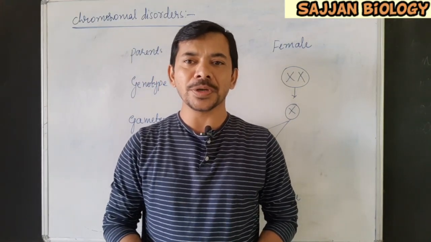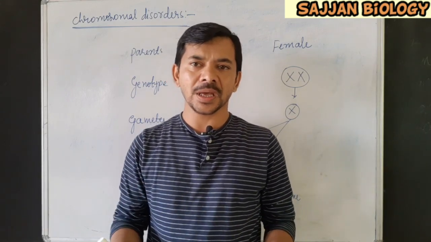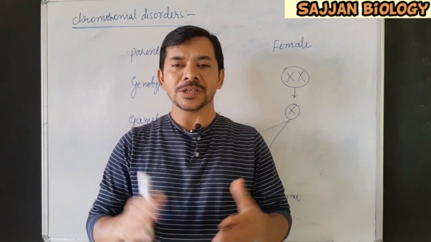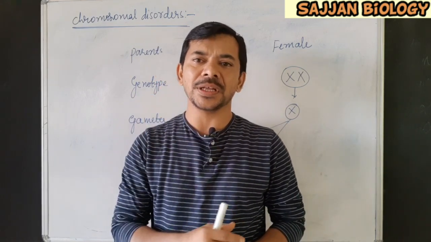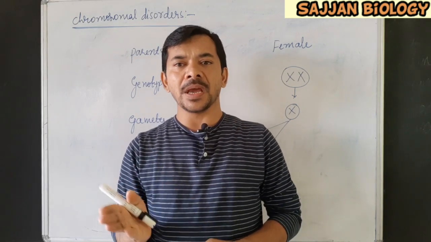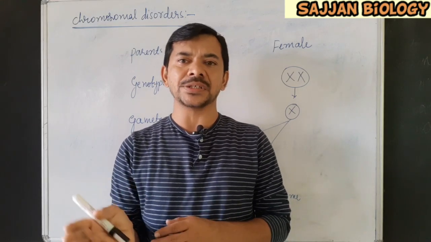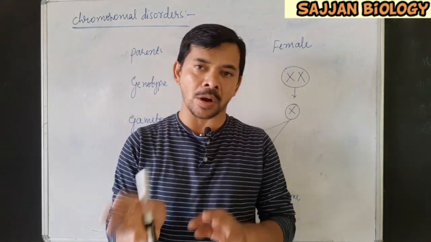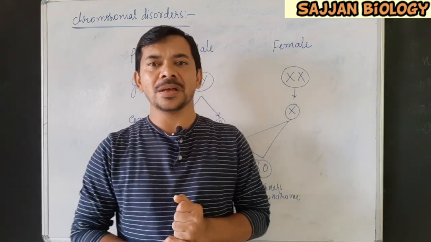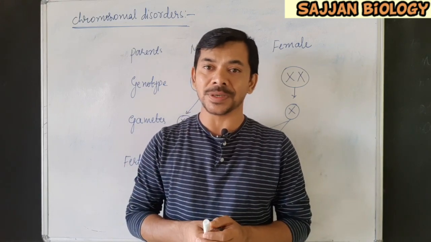In today's session we are going to discuss the chromosomal disorders. Why do chromosomal disorders occur? In simple terms, any addition or deletion of an extra chromosome in the allosome or autosome causes chromosomal disorders. By taking one example, we are discussing how it actually causes the chromosomal disorders.